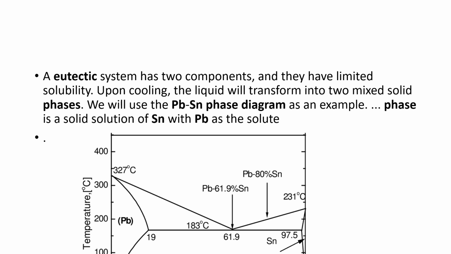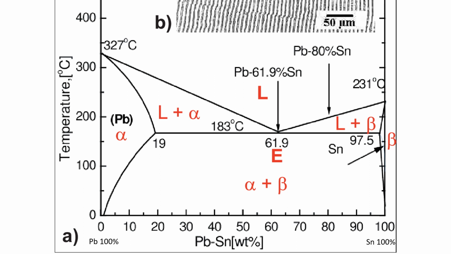A eutectic system has two components and they have limited solubility. Upon cooling, the liquid will transform into a mixed solid phase. We will use the lead tin phase diagram as an example. The alpha phase is a solid solution of tin with lead as the solute. This is the phase diagram for the lead tin system, in which different regions are explained with respect to temperature and composition, and pressure is held constant at 1 atmosphere.